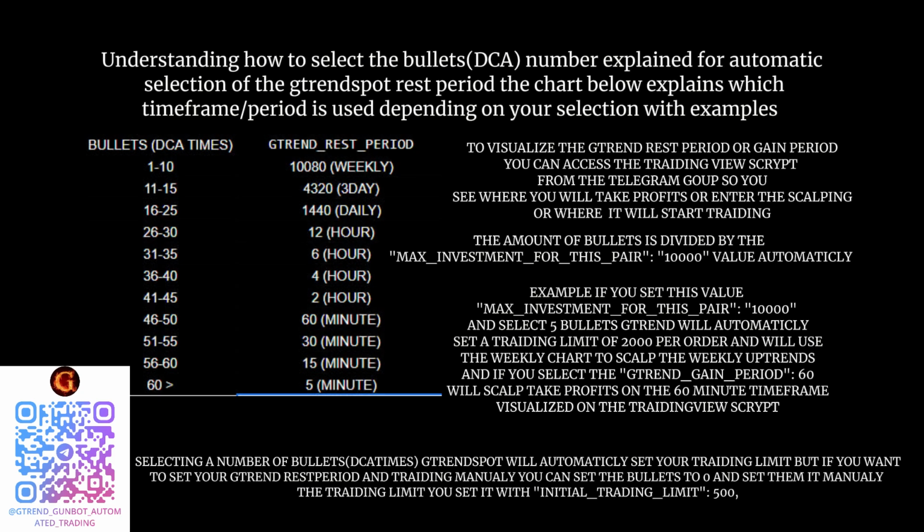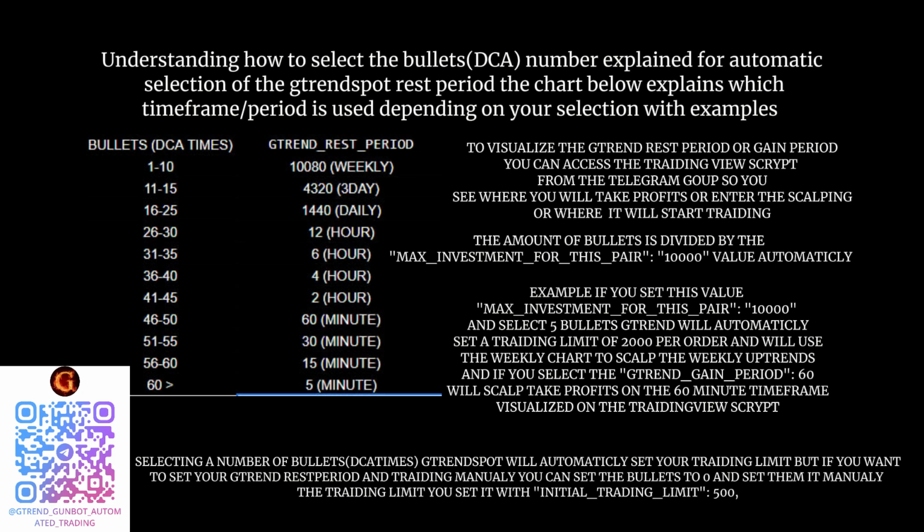Now, if you want to scalp, like constantly scalp, you can choose anything above 60 bullets. So if you choose, let's say 60 bullets, it will be divided by the 10,000 US dollars allocated for this pair with the max investment for this pair, and it will set automatically your trading limit, and it will be using the 5-minute time frame. So this means it will be constantly scalping, bringing small profits more constantly.